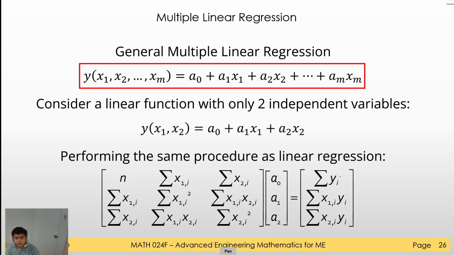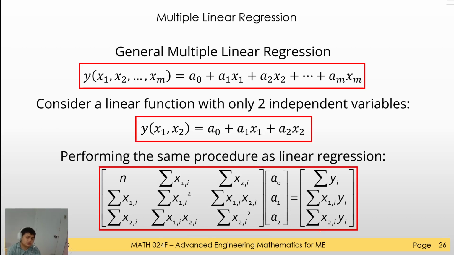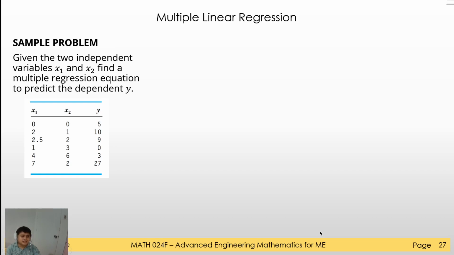And then, we still have the summation of y, and then the summation of x1, the summation of x2 here, times yi, no? I forgot to mention the y. So let's just go ahead and solve a problem to understand what I'm trying to say here. Given these two independent variables, x1 and x2, find a multiple regression equation to predict the dependent variable y. So we want to be able to predict y using a multiple linear regression. So how do we do this?